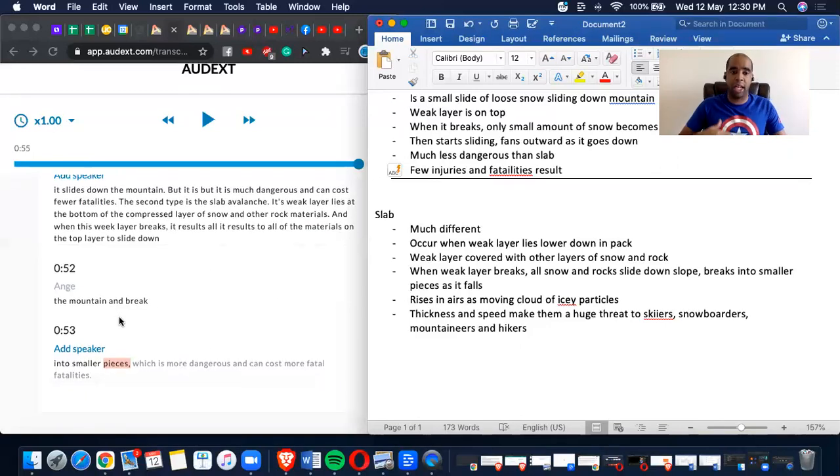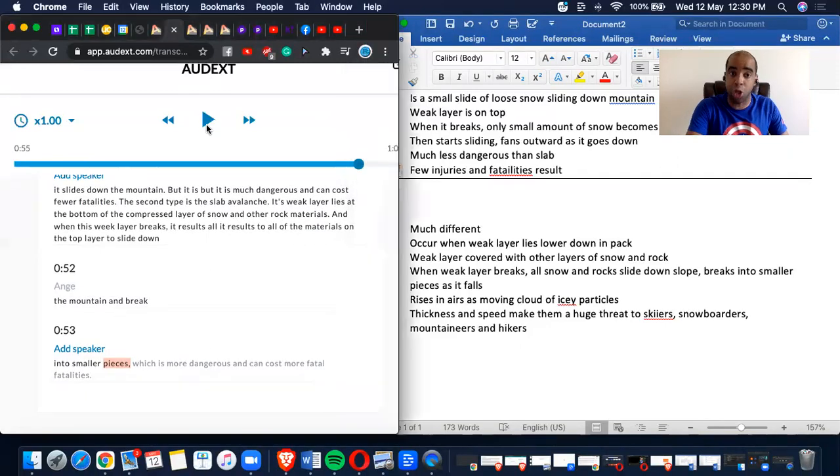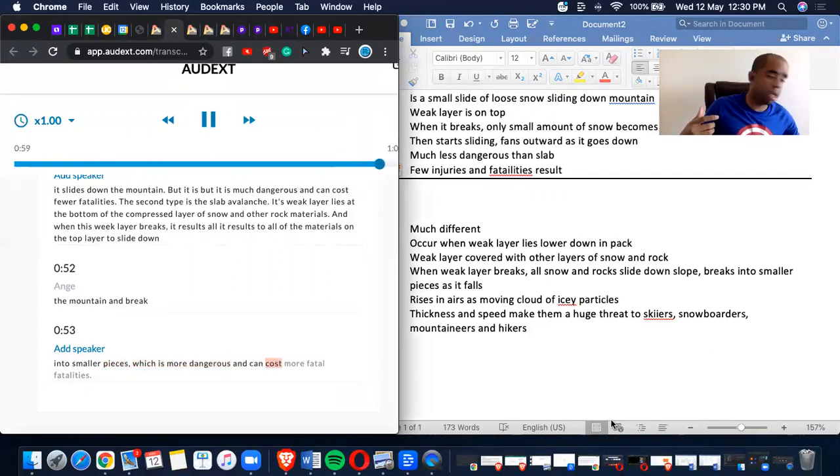Do you get what I'm saying? So in the last part, you said, which is more dangerous and can cause more fatalities. Okay, so what do you see here? You're gonna be able to look at this screen, look at this video and ask yourself, all right, Arsenio, I'm seeing your notes. I see what I left out, okay? I see a little bit of mispronunciation.